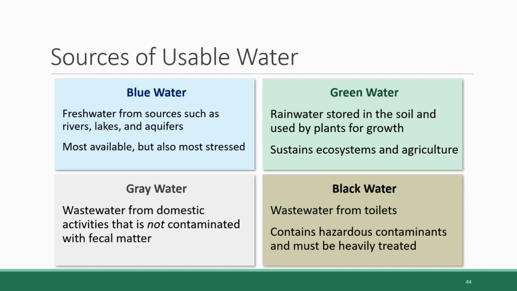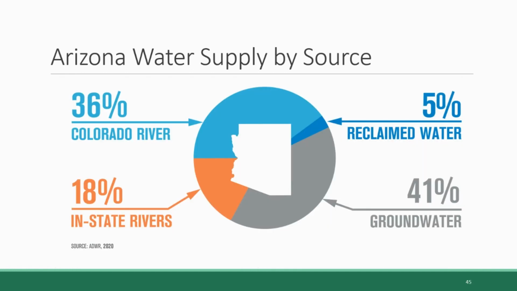And just to give you really quickly some idea of how our state's water resources are distributed across those categories, this chart does not include green water, which remember is rainwater, which in many parts of the state is a very small amount.